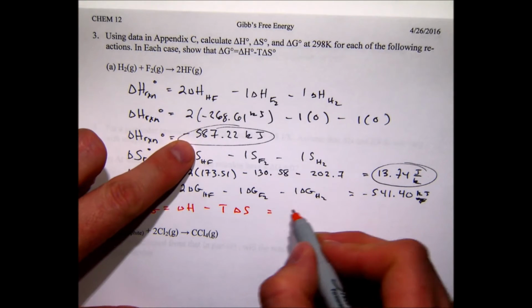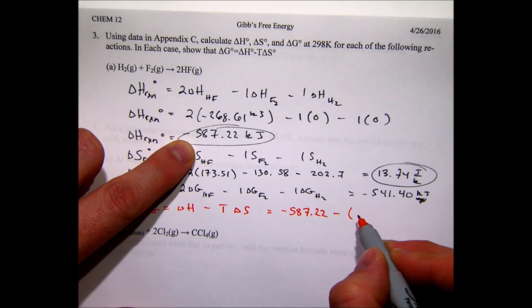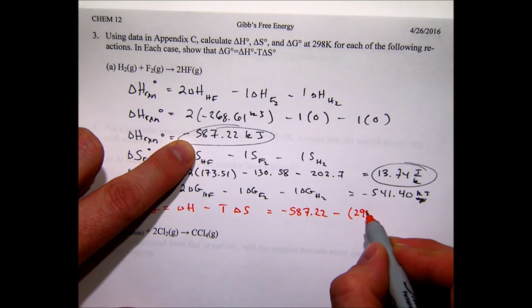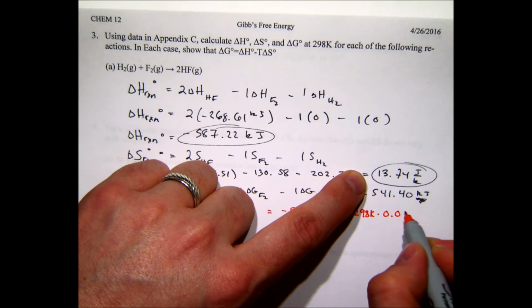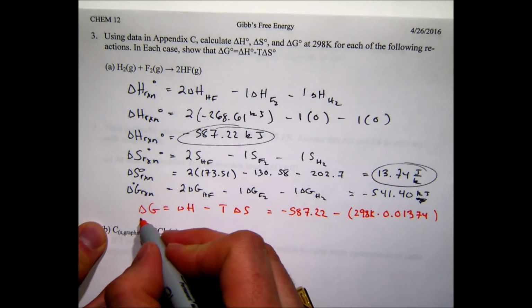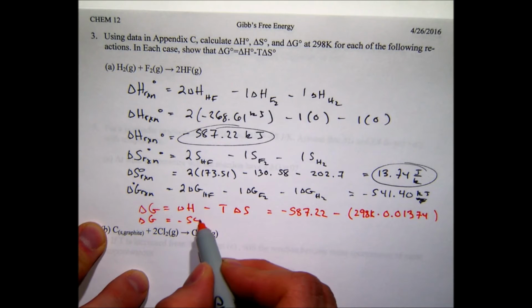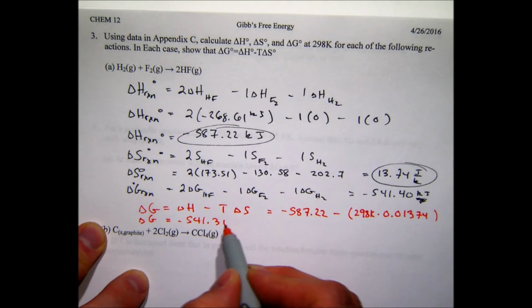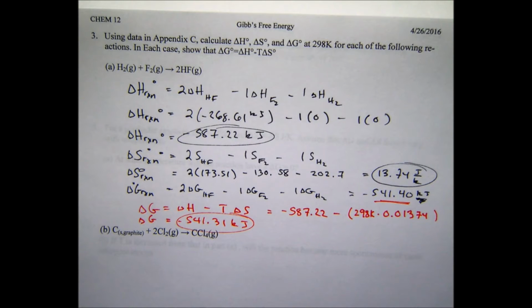And that's equal to negative 587.22 minus 298 K times 0.01374. Delta G is equal to negative 541.31 kilojoules. So that's very, very close to what we would have had.